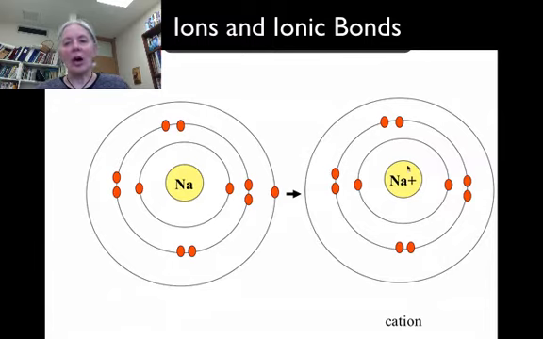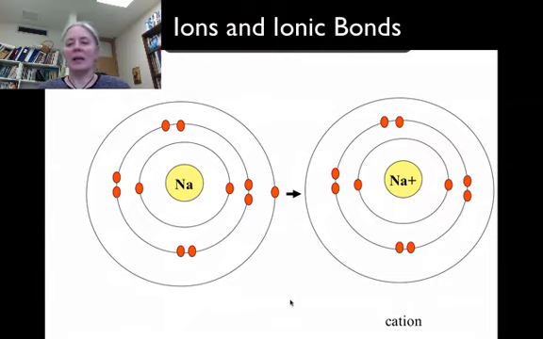Now we have 11 protons in the nucleus, but only 10 electrons. So there's a net positive charge. So we write that Na+. So this is the sodium ion. And we call positively charged ions cations. It's very simple. Now this ion is a very stable atom.